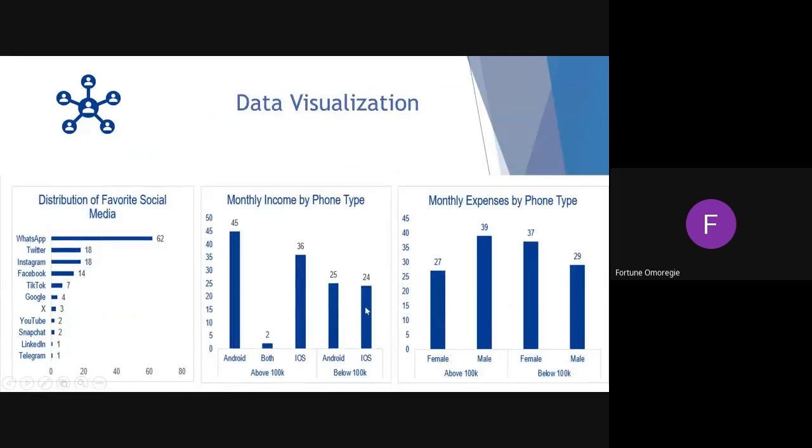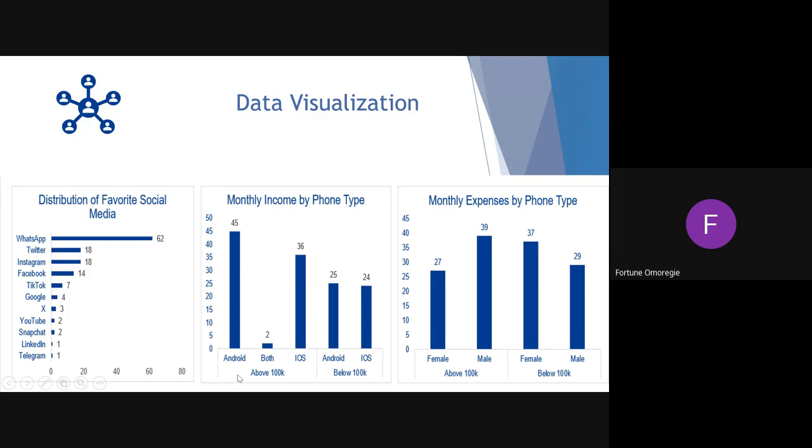The distribution of favorite social media was as follows. WhatsApp 62 users, Twitter 18 users, Instagram 18 users, Facebook 14 users, TikTok 7 users, Google 4 users, X 3 users. WhatsApp being our most used social media with 62 users, and Telegram being our least with 1.